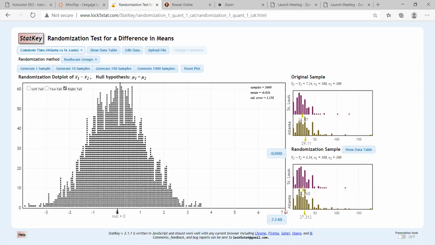Notice it plots way down here. So far away from not only 0, but from all the different plots for the 3,000 samples that we created, with different differences in the commute times. So 7.14 is highly unusual. It's so unusual that there were no randomization samples that were at least this amount or greater. So we actually see 0 in this case as our p-value, 0.